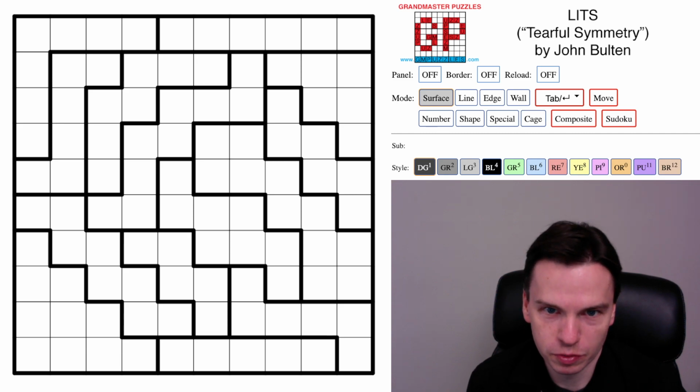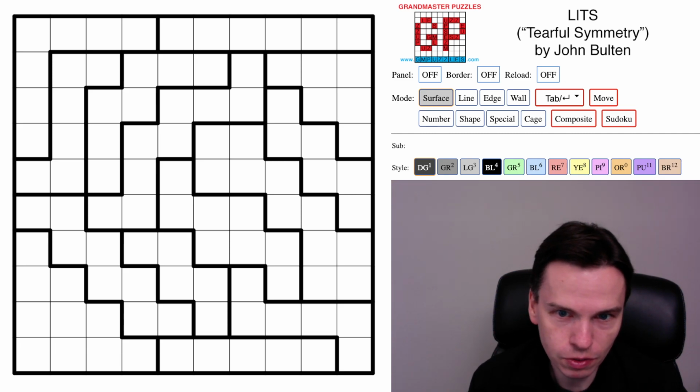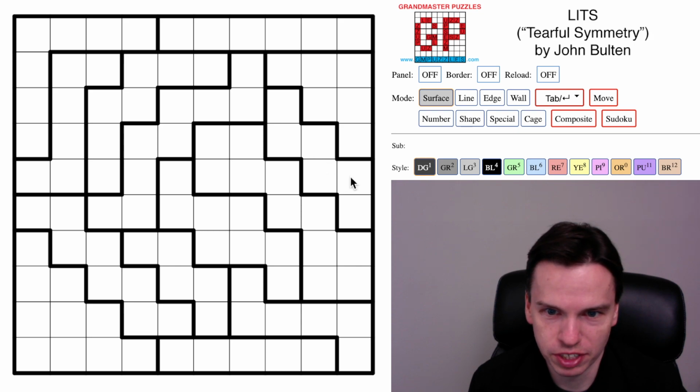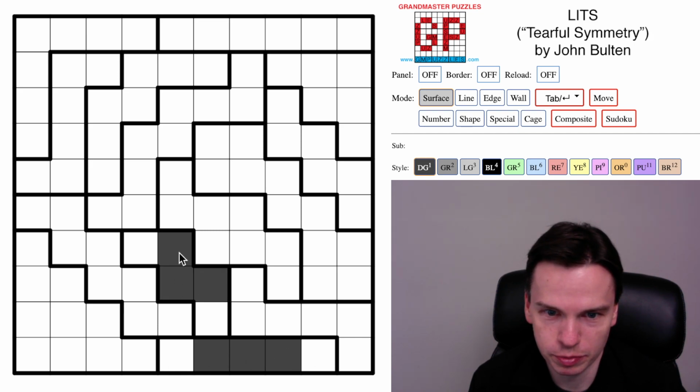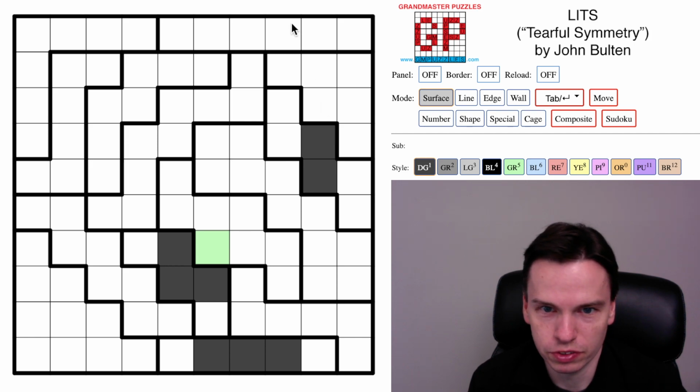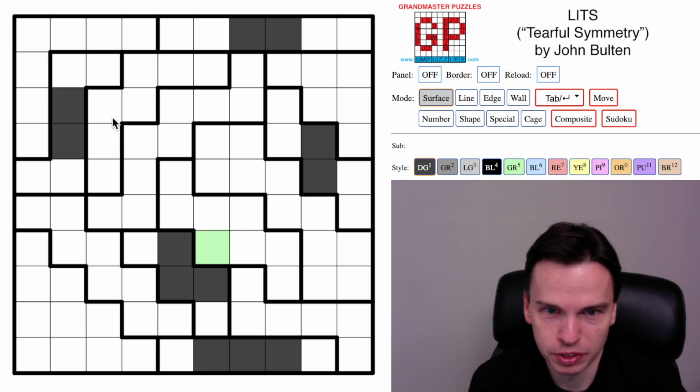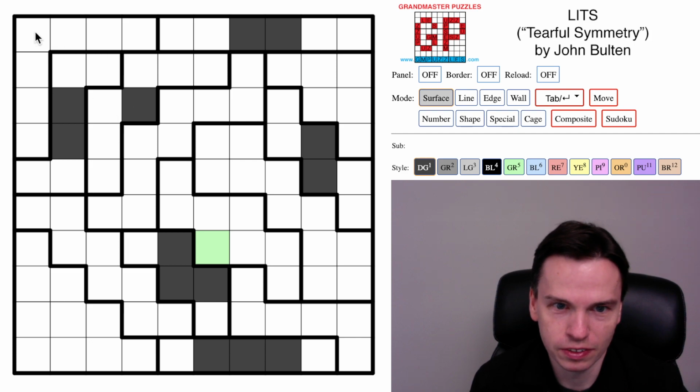So we're here to solve this LITS puzzle by John Bulten. One of the things you'll see right at the start is we have some snake-shaped regions that are 6 or 7 or even 5 cells in size. They'll always have to take these middle cells, so these middle 3 out of this region of 5, these middle 3, middle 2 of 6, another middle 2 of 6, even this middle 1 of 7.